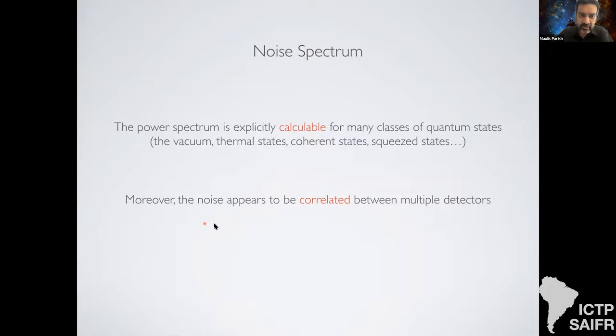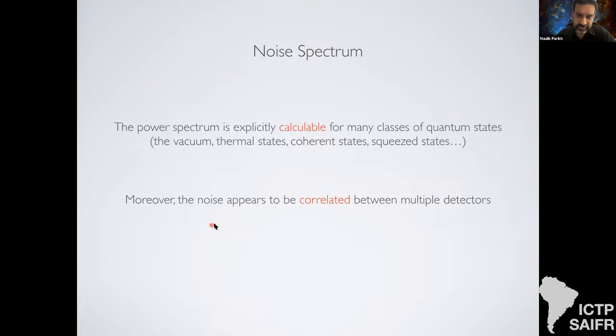The good news is that the power spectrum is explicitly calculable for many classes of quantum states. We worked it out for four broad classes. We looked at the vacuum, so we took the initial gravitational field state to be vacuum, or we could take a thermal state, a coherent state, or squeezed states. In each of these cases, you can exactly calculate and obtain the power spectrum of the noise.